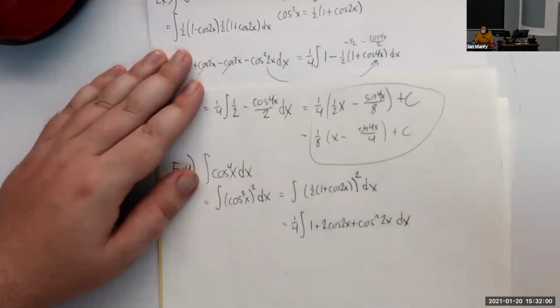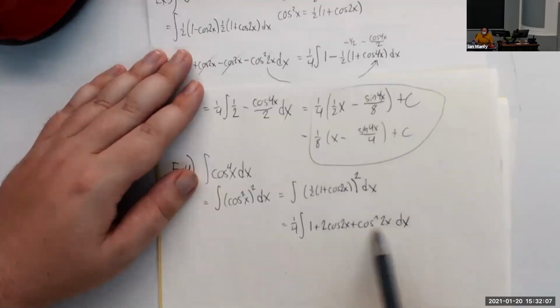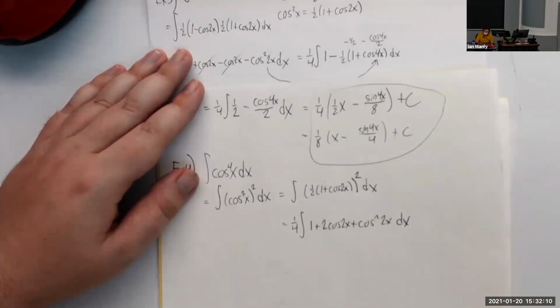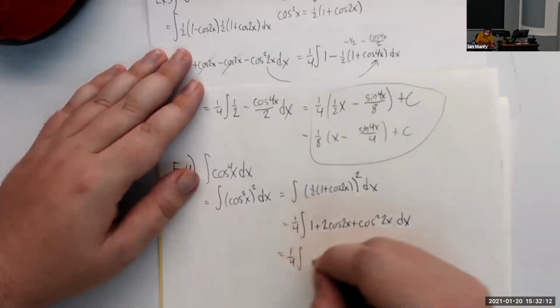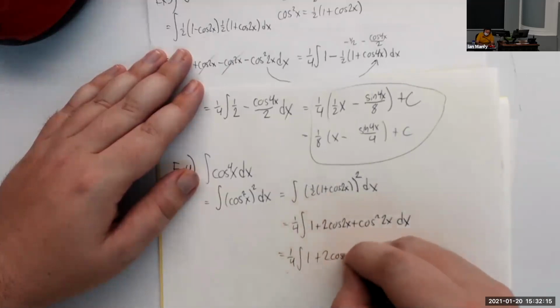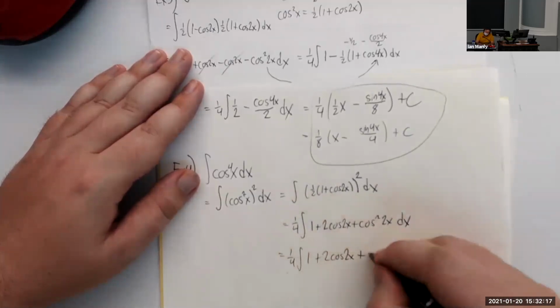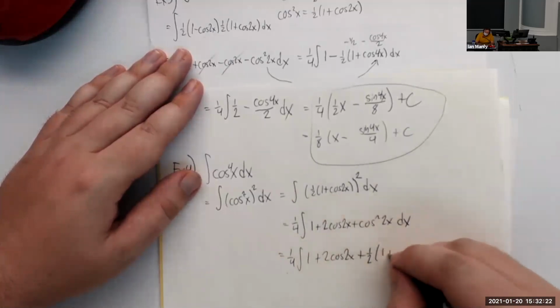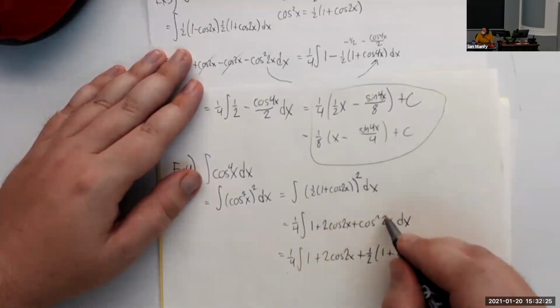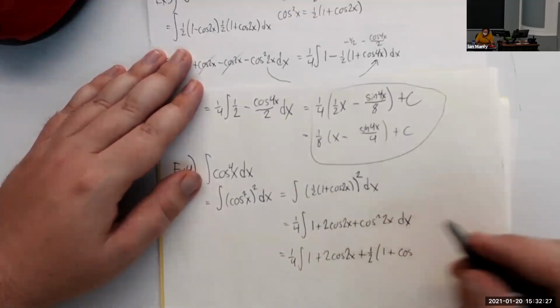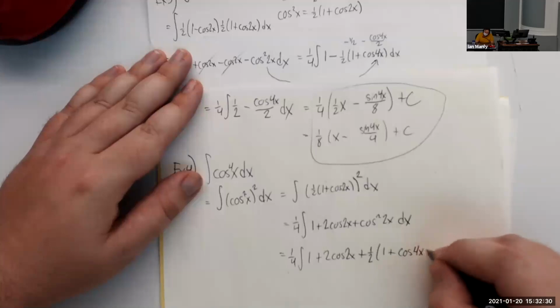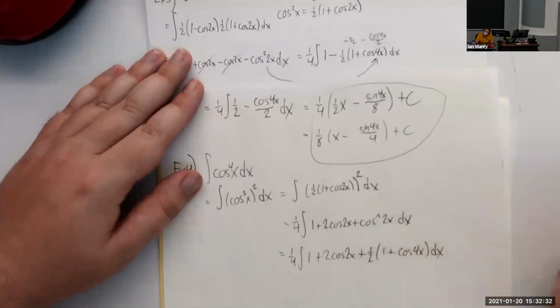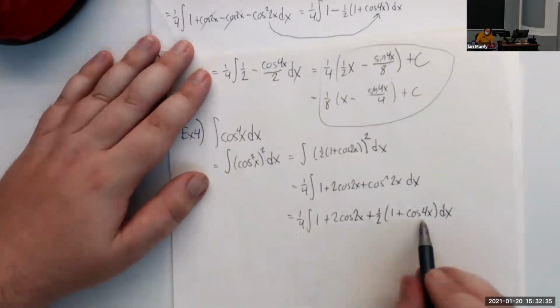So just like in the previous problem, if we have any remaining squares of trig functions or even powers of them, we're just going to use the half angle formula again. So let's do that. We have 1 plus 2 cosine of 2x plus, and here's my second application of the half angle. So cosine squared will be 1 plus cosine of twice whatever is in here. We already have a 2x, so now this will be a 4x. Okay, so now we have that.